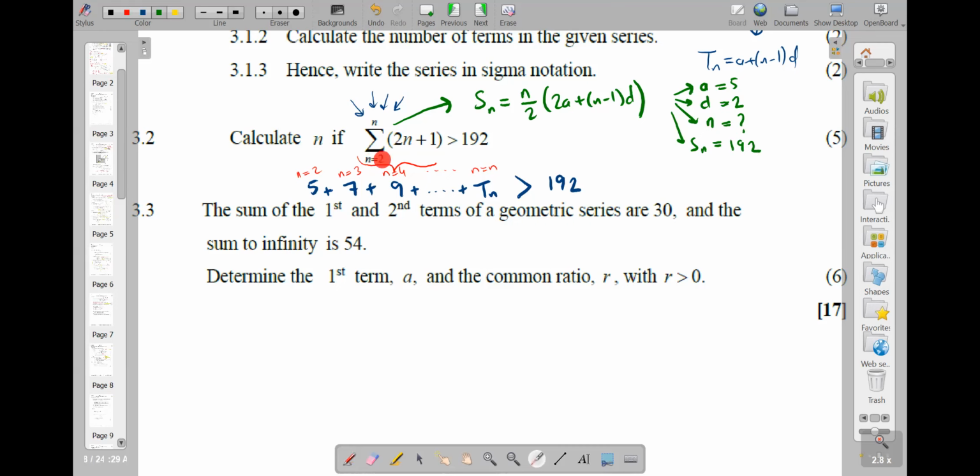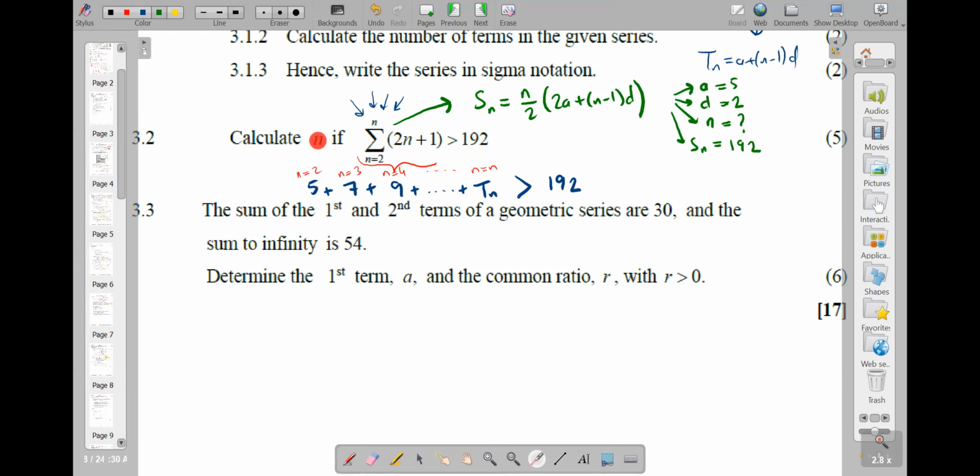So what will be my answer? Let's just think on it. My answer, for example, cannot be 4. Because if n is 4, the left side of the expression becomes 5 plus 7 plus 9, so it becomes 21. When n is 4, it doesn't satisfy what I want. What we want is more than 192, so 4 is not a good answer. It must be more than 4. 5 will not be enough. 6 will not be enough. You will get a number and you are going to say n must be more than that number.